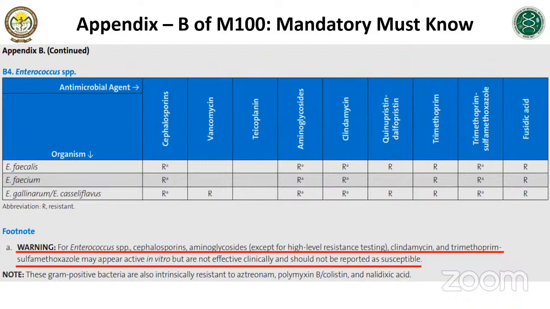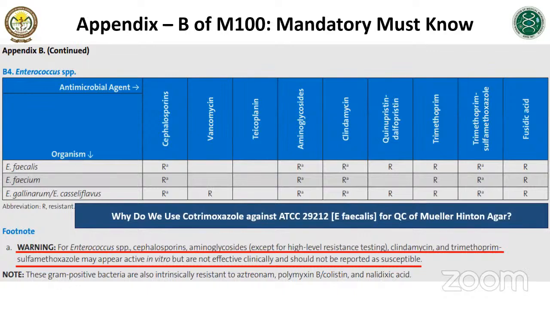be reported as susceptible. Now, the interesting point is that most of you who are doing the quality control of MHA would be putting up a cotrimoxazole disc against ATCC 29212, that is Enterococcus faecalis, for quality control of MHA agar. So why do we do that? Why are we testing cotri when we say that cotri is resistant?